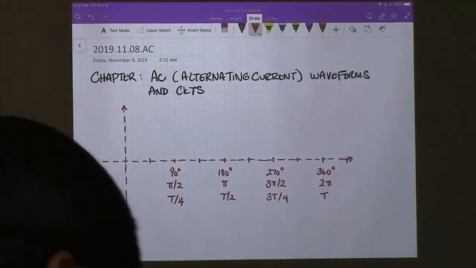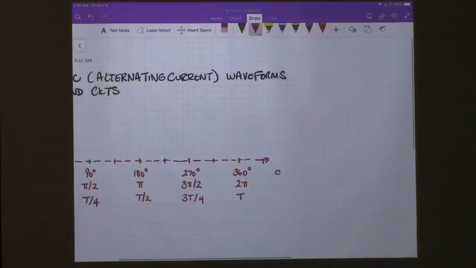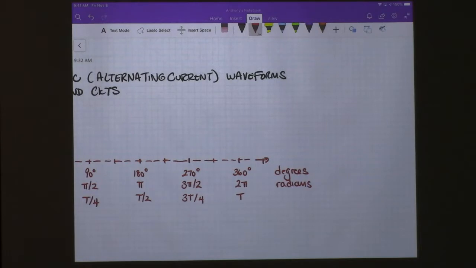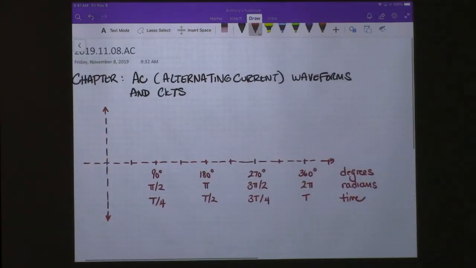So this here is going to be in degrees. This is going to be in radians. And this is going to be in terms of time. We'll do problems in all three domains. Normally, it really doesn't make much of a difference, because you can do the problem in terms of radians or degrees, and if you're given the frequency or the period, then you can just convert very easily from one to the other.